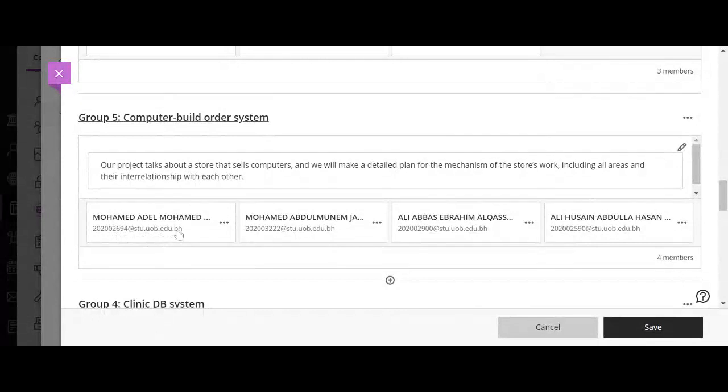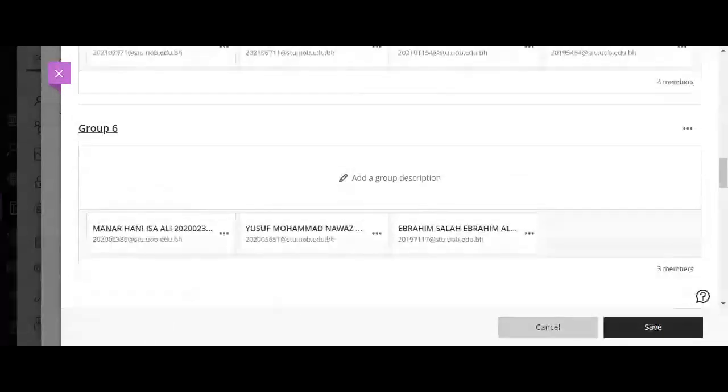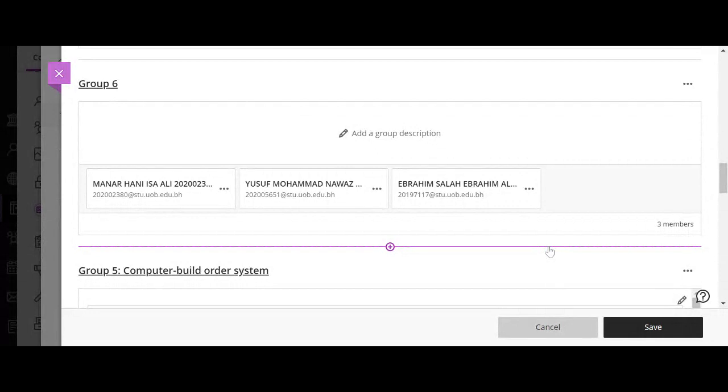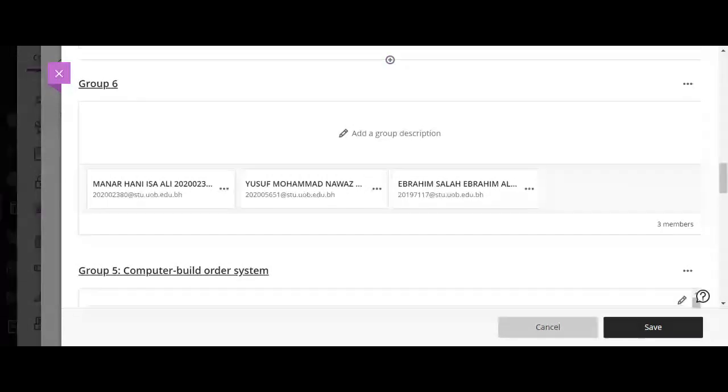Group number 5: Muhammad Adil, Muhammad Abdul Mun'am, Ali Abbas, and Ali Hussein. Okay, that's good. Group number 6: Manar Hani, Yusuf Muhammad, Ibrahim Salah. I guess maybe they have dropped the course. I'm not sure. If they drop the course, then they will not appear here. Manar Hani, Yusuf Muhammad, Ibrahim Salah.